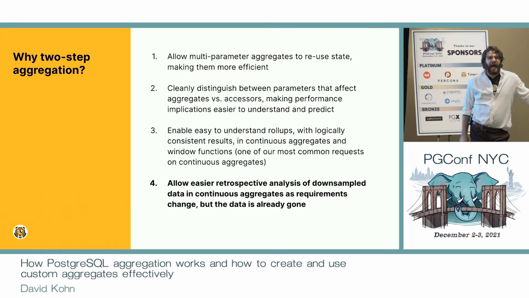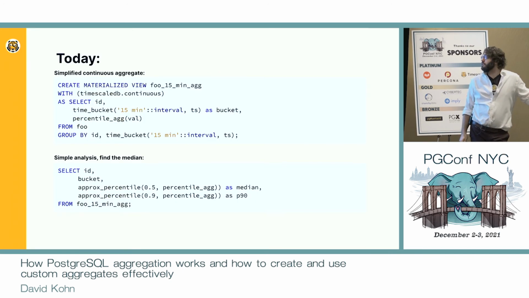So the problem is, I can't go back and reanalyze that data if I want to produce a different aggregate, right? Say I have a 15-minute aggregate, and I want the 50th and 90th percentile. If I come back tomorrow and I want the 99th percentile, well, what do I do? Well, with this, I can just calculate the 99th percentile because I just use my accessor. That's easy.